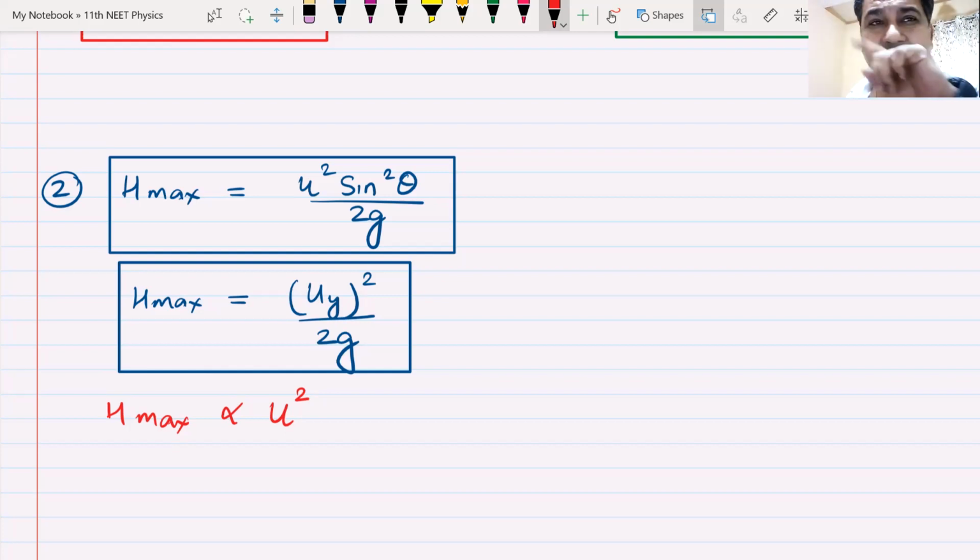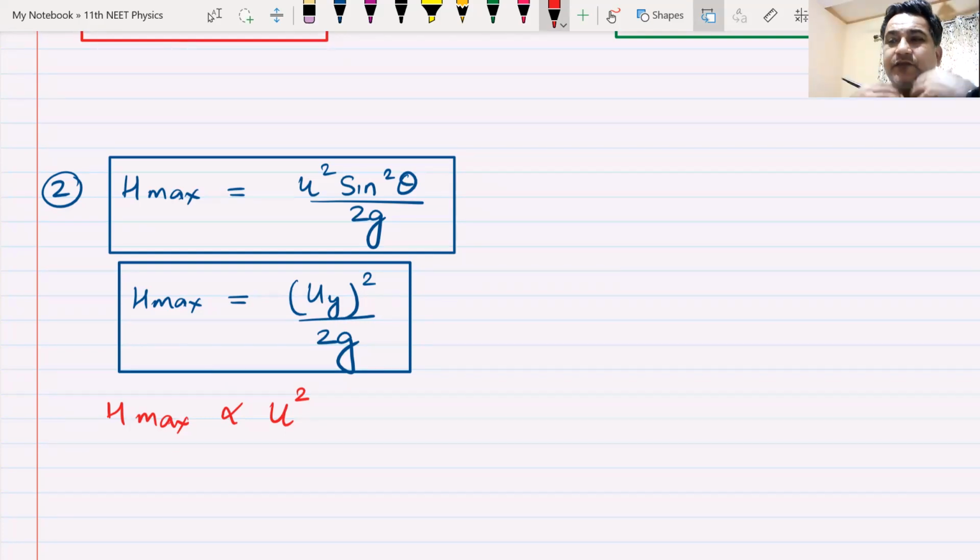From 10 to 30, it has become 3 times. So the maximum height will become 3 multiplied by 3, 9 times. Am I clear? Yes, Niharika, it becomes 9 times.